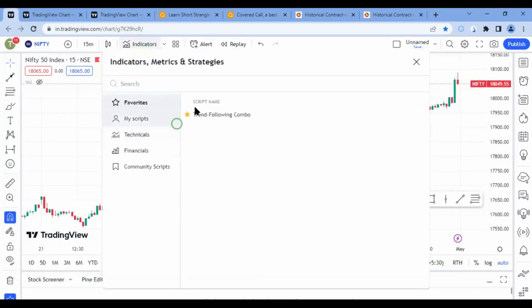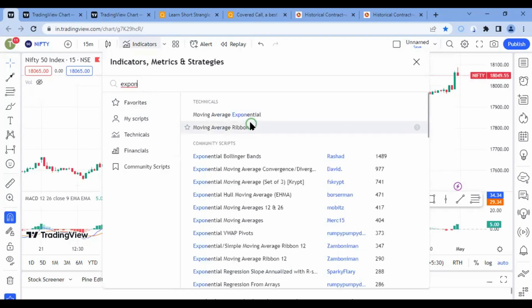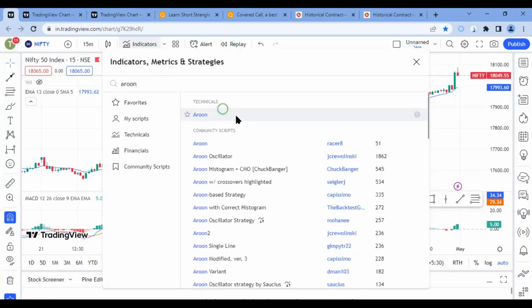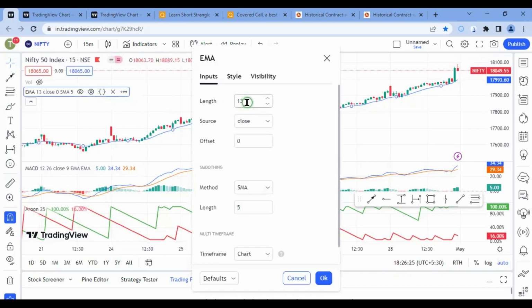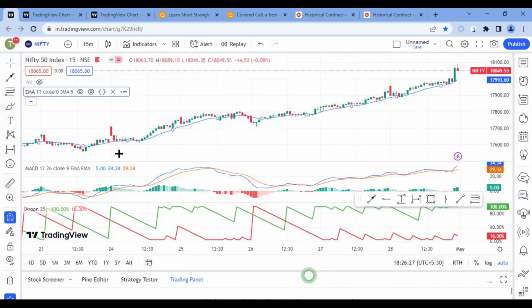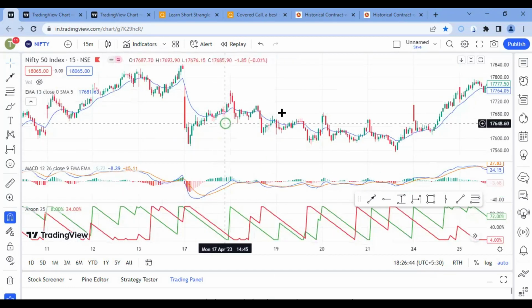Now here I'll add the indicators. The first indicator that I'm going to add is MACD, then we'll add an exponential moving average, and the Aroon indicator is the third one that I use. The EMA you have to use is the 13 EMA. Go to the settings, change this value to 13 and click OK. MACD will have default values, and Aroon on TradingView is 14. I prefer to use 25 because it will give more accurate signals on a 25 period. So this is our indicator based setup.